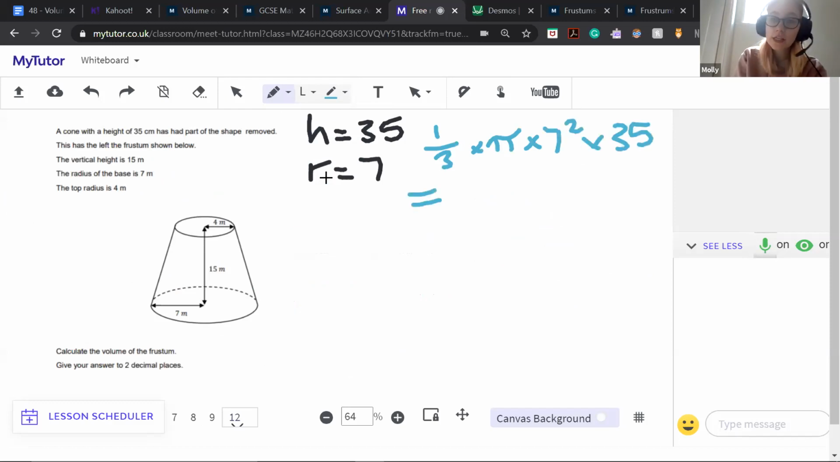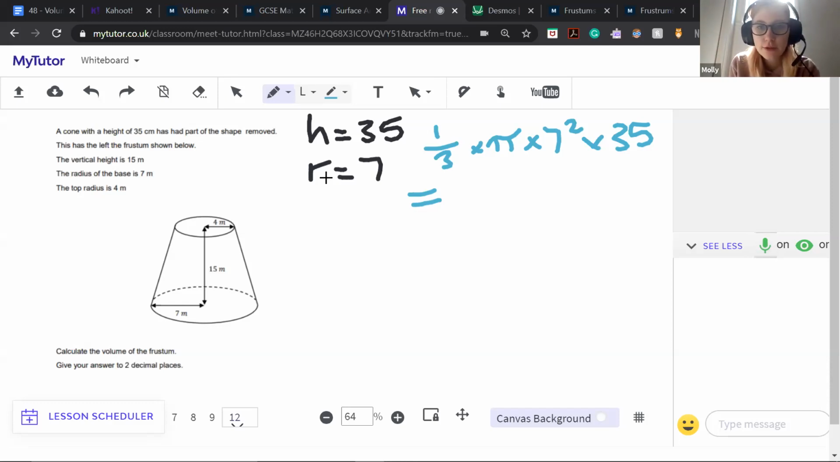And I'm just going to leave this in terms of pi. I'd really encourage you to do that. Leave everything in terms of pi until the very last moment so that you can just put one thing in your calculator and cut it to the number of decimal places that you need. It's much easier to do that than have horrible loads of decimal places floating around.